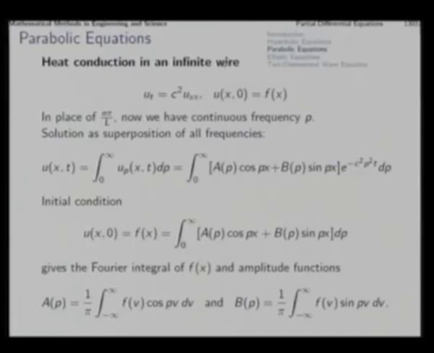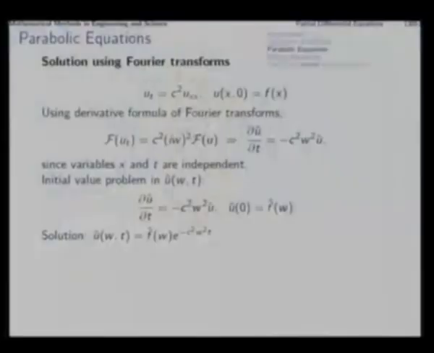Alternatively, in the case of the infinite wire, rather than using the Fourier integral, one can also attempt the solution with the help of a Fourier transform, and the way to do that is this. We first use the derivative formula of the Fourier transform, and with respect to one of the variables, in this case x, we apply the Fourier transform.